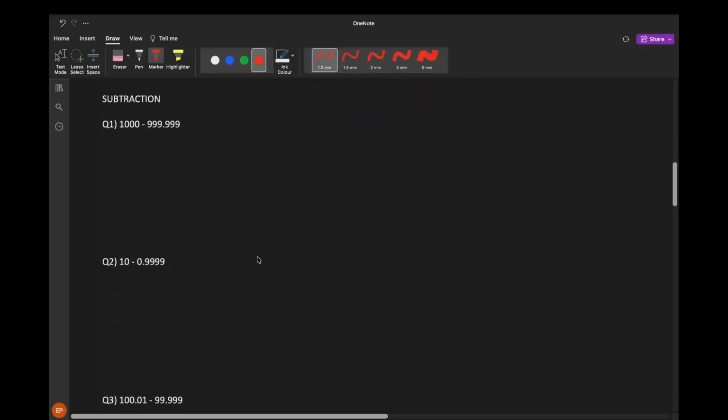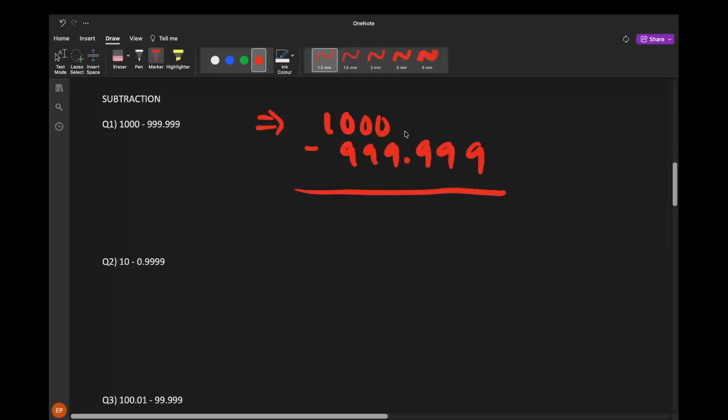Now comes the subtraction part. 1000 minus 999.999. See, proper alignment is very important. You have to put a unit digit below the unit digit of the other number, tens digit, hundreds place. The thousands place is not there here. If nothing is there, we can put zeros, right? So for better calculation I am using zeros.